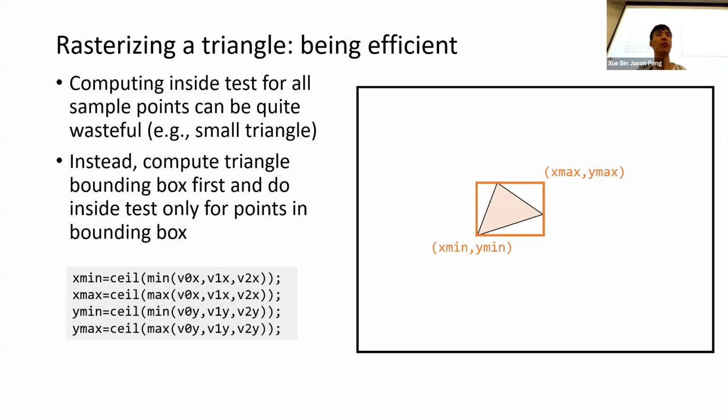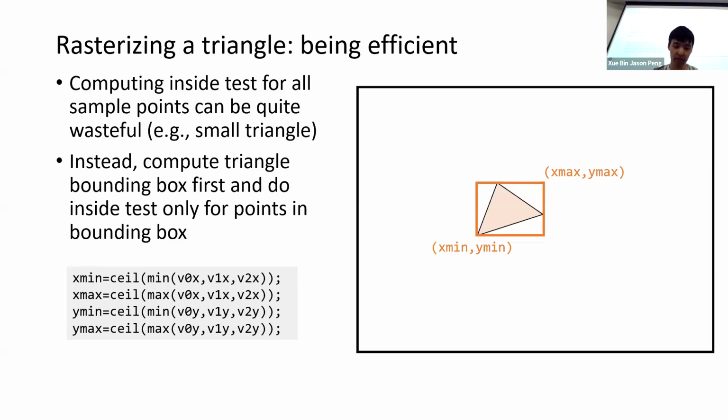So this can be computed very efficiently with just a little bit of code here. This is just a little bit of optimization to reduce the number of pixels that we have to check when rasterizing the triangle. Okay, any questions about this? Fairly straightforward.